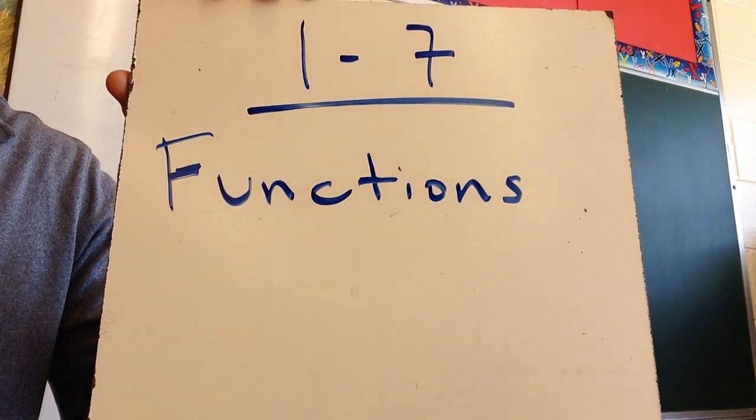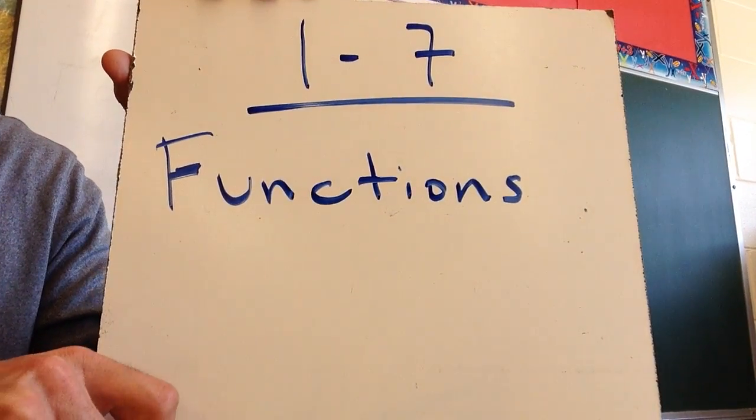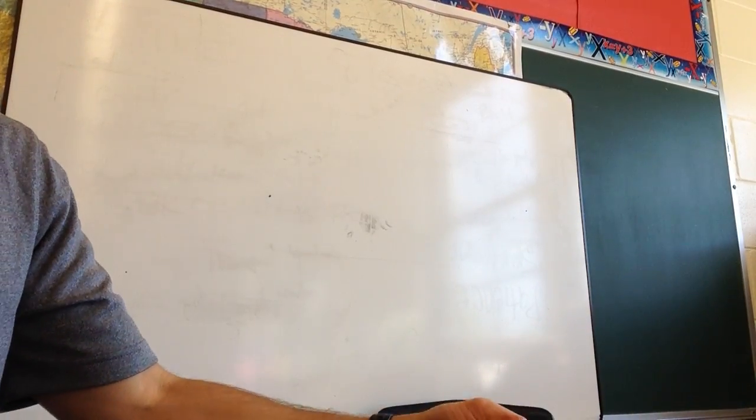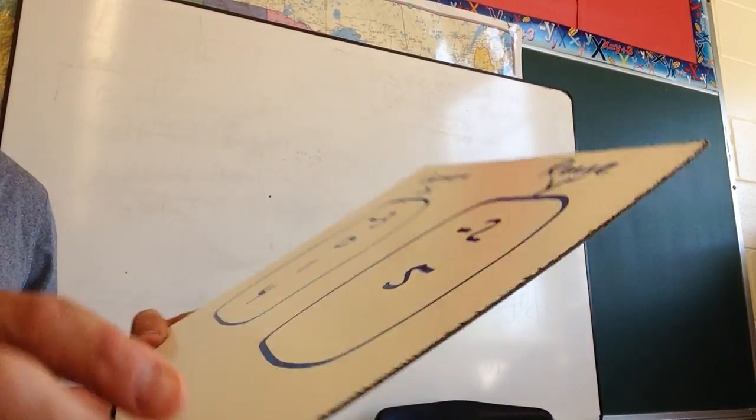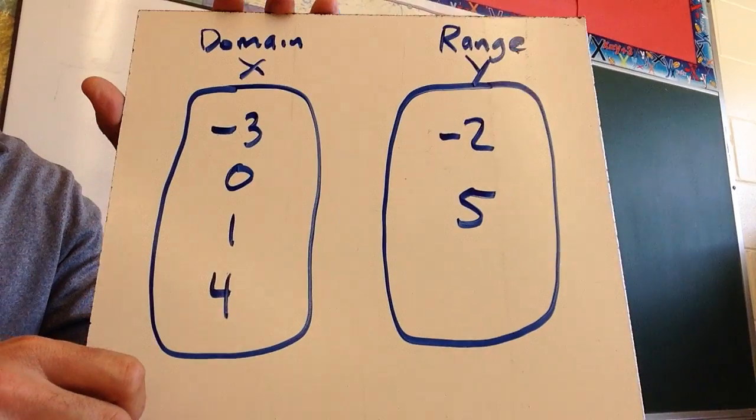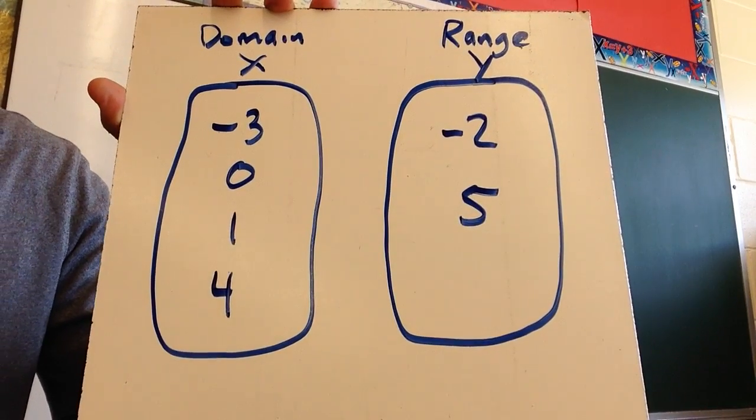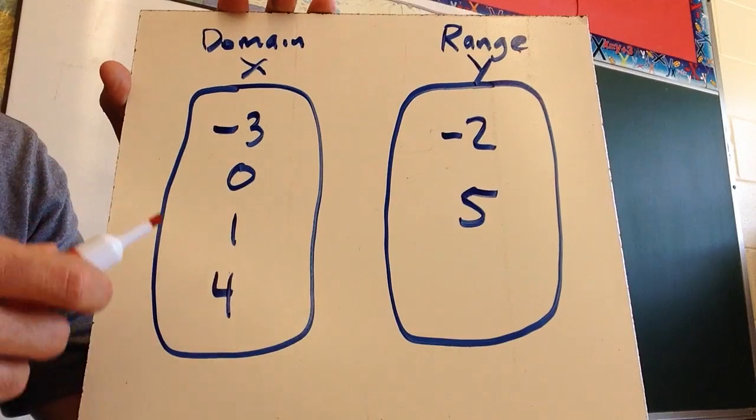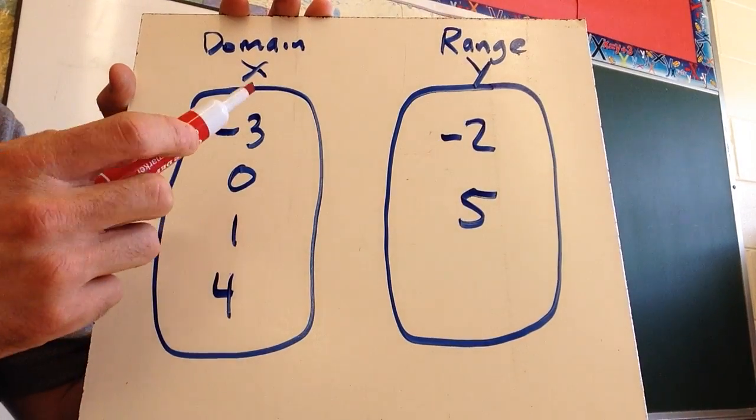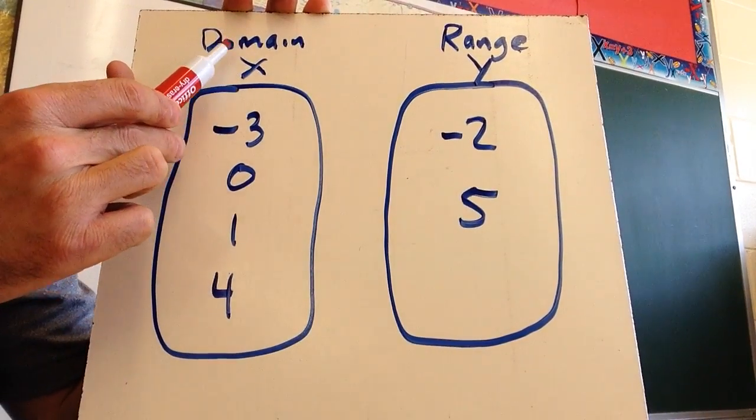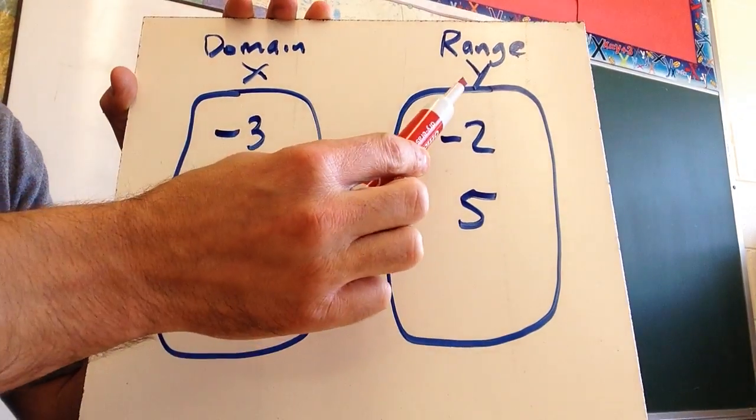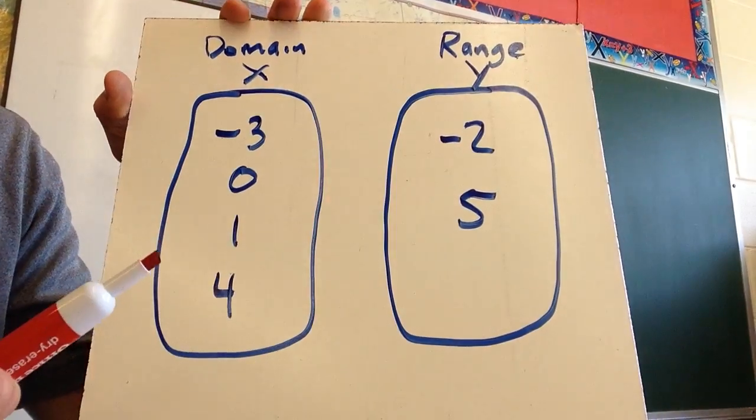Today's video is going to discuss chapter 1.7, functions. So there are two ways to identify a function. The first is, if you remember in the last lesson we talked about mapping, and so this would be a mapping of a function. Remember, this is x, which also could be the domain, the input, and this is y, which also could be the range or the output.